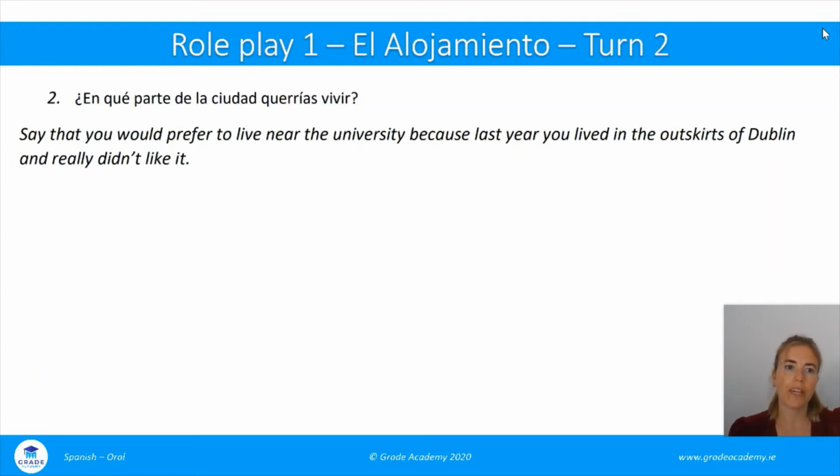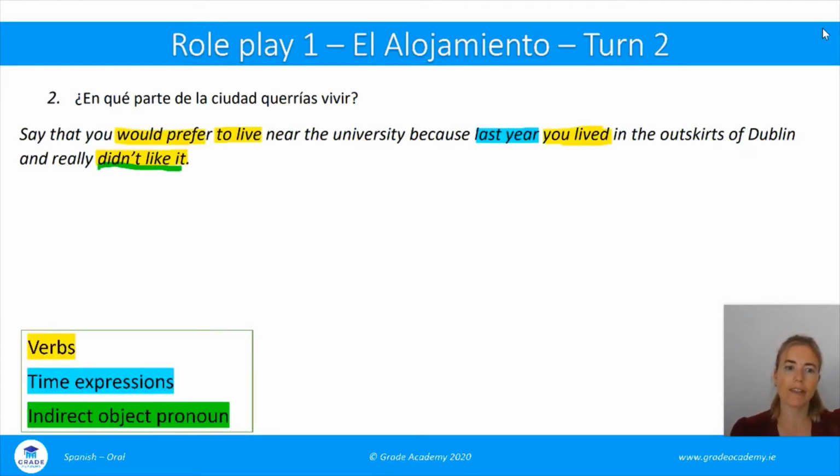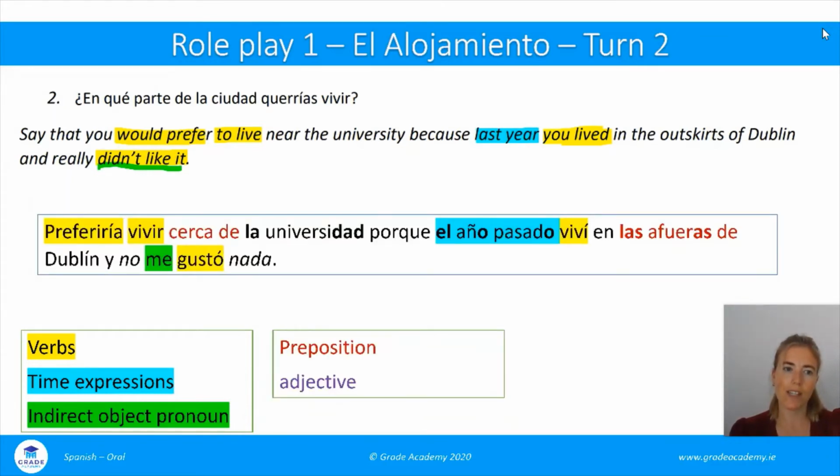Turn 2. ¿En qué parte de la ciudad querrías vivir? So that's just possible what the examiner might say to you. So again, we're going to highlight the verbs and the time expressions and an indirect object pronoun. Here's a suggested answer. Preferiría vivir cerca de la universidad porque el año pasado viví en las afueras de Dublín y no me gustó nada.